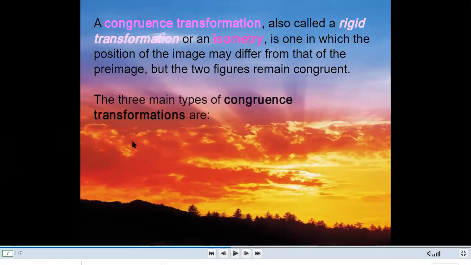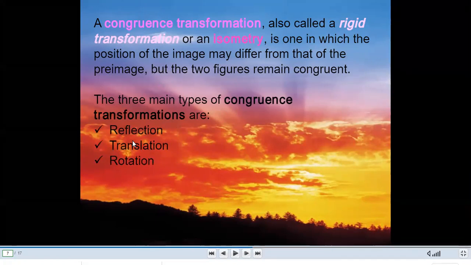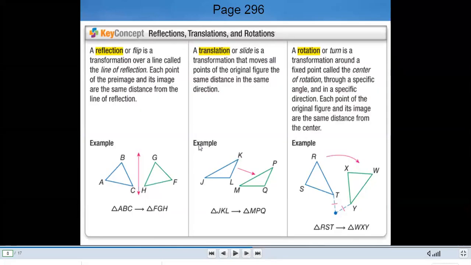The three main types of congruence transformations are translation, reflection, and rotation. The order is not important, but the three main types of congruent transformations are reflection, translation, and rotation.